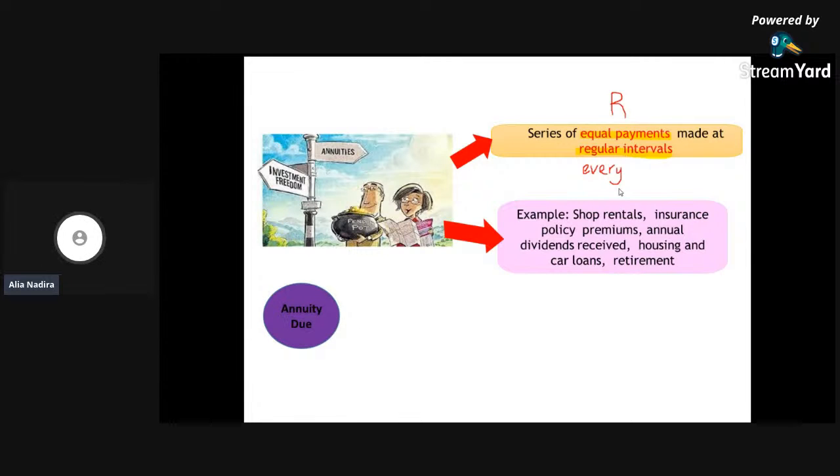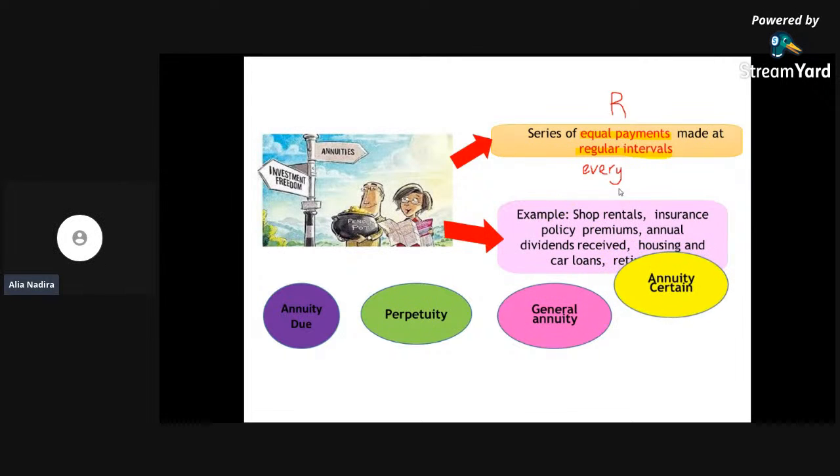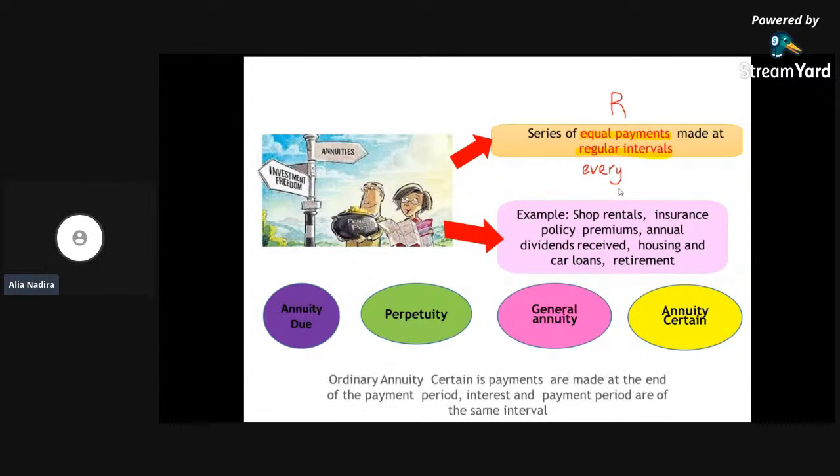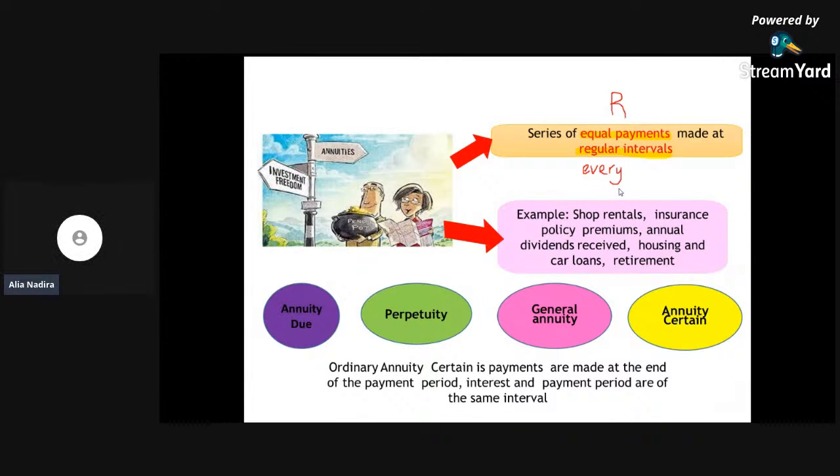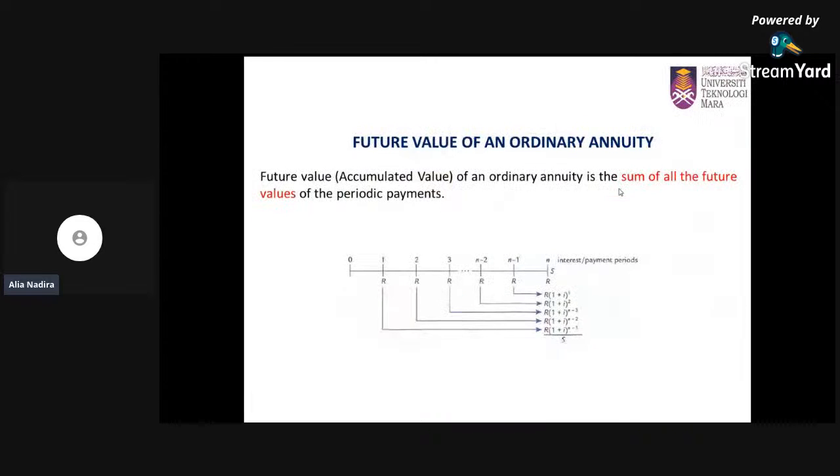So dia ada a few type in annuity, okay, but we only focus on ordinary annuity certain, which is the payment are made at the end of the payment period. Interest and payment period are of the same interval. Okay, so same goes as simple interest and compound interest, in annuity also we have future value and present value.